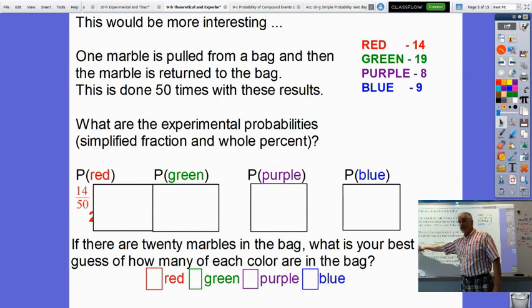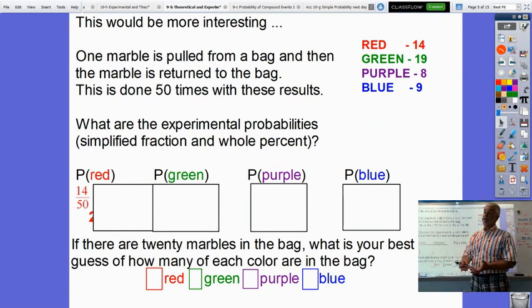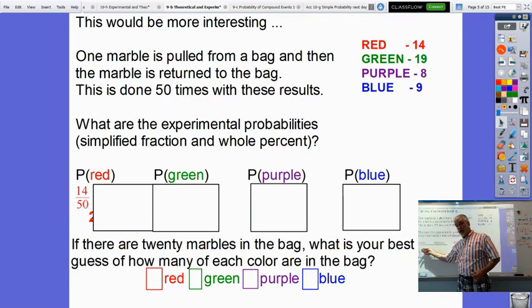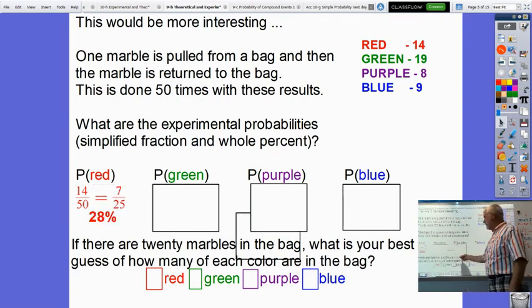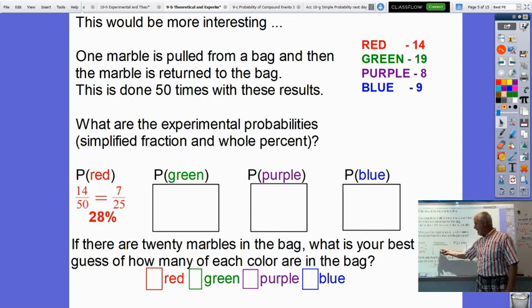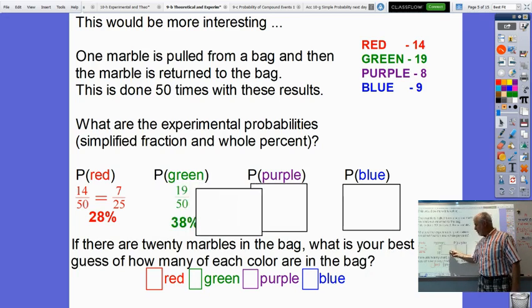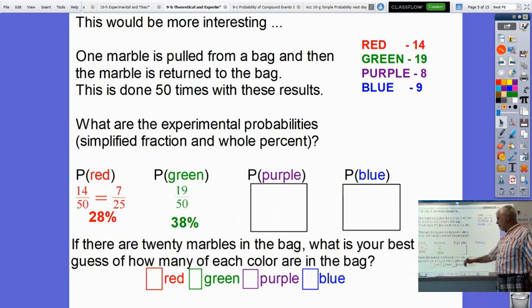These are easy to convert to percents, right? Because if it's out of 50, to convert to a percent, you just have to make the bottom 100. So it's going to be twice as much. Out of 100 times, you would expect 28 reds. So that's 28%. Simplified fraction, 7/25. Green is 19 out of 50, or 38%, right? 2 times 19, 38 out of 100.